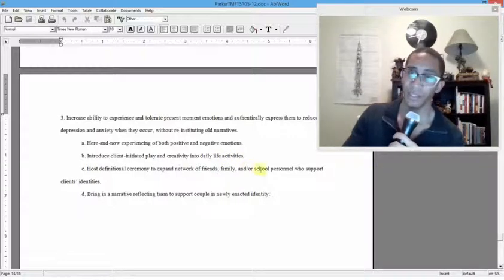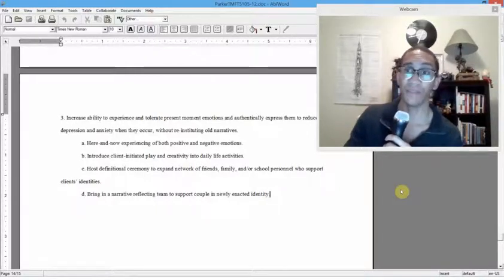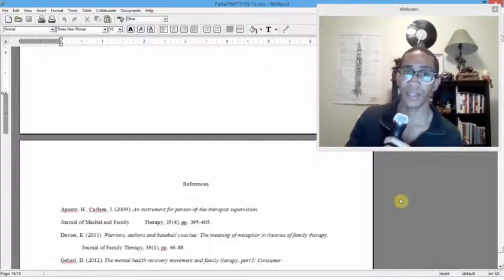Bring in a narrative reflecting team to support a couple and newly enacted identity. So you don't need to do that. Really, that's more of a narrative therapy thing where people come in after the therapy session and reflect on what really struck them during the session. If you have a treatment team, sure, you can. But I don't necessarily think it's super critical, because the three people in this instance, myself, Nathaniel, and Jennifer, can all do that with each other.